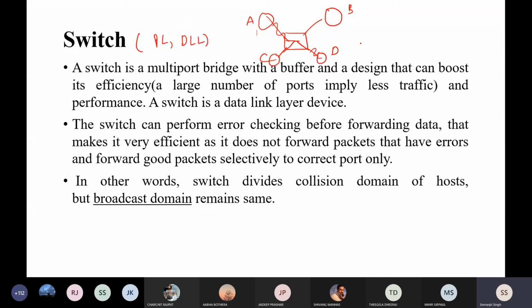So the switch links are duplex, or full duplex. Keep this in mind. I think I've told you about full duplex, half duplex, and simplex. In full duplex mode, you can send and receive at the same time. So a switch has this capability. All the links that are established in switches are full duplex. That is the big advantage of a switch.